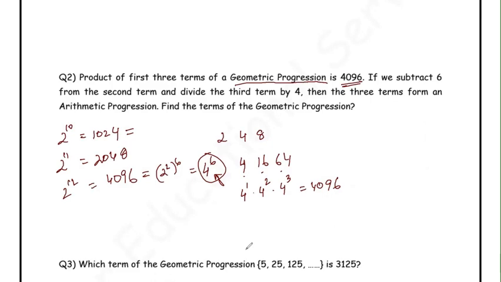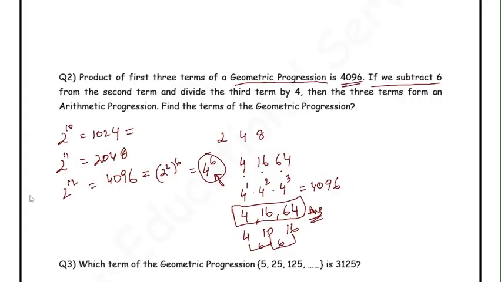Now, if I write them down in this fashion and check the second sentence, if I subtract 6 from the second term, I get 10, and divide the third term by 4, I get 16. So 4 plus 6 is 10, 10 plus 6 is 16. So I've got a sequence in AP where there's a constant difference of 6. So therefore, the 3 terms in the geometric progression are 4, 16, and 64. That's my answer. Now, if you're good with numbers, you could do that.